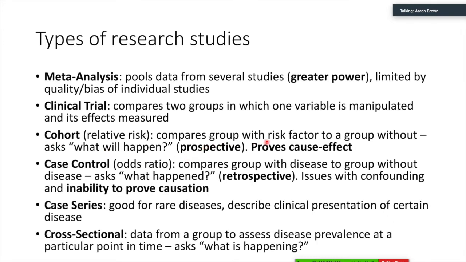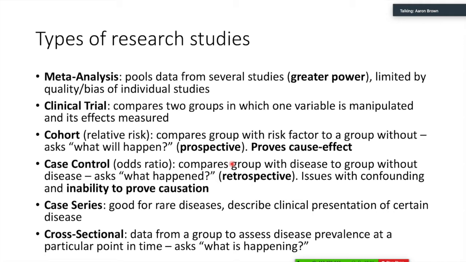Here we compare a group with a risk factor to a group without, and we ask what will happen. Cohorts are prospective. If we do a cohort study, that means we're going to start on day one, and we're going to have a group of people that have exposure to a risk factor and a group of people without the exposure to the risk factor, and then we're going to follow those people through time. We're starting from day one, we have our two groups, and we follow them through time. The beautiful thing here is that we can prove cause and effect. That's the idea behind cohort studies, is to prove cause and effect.